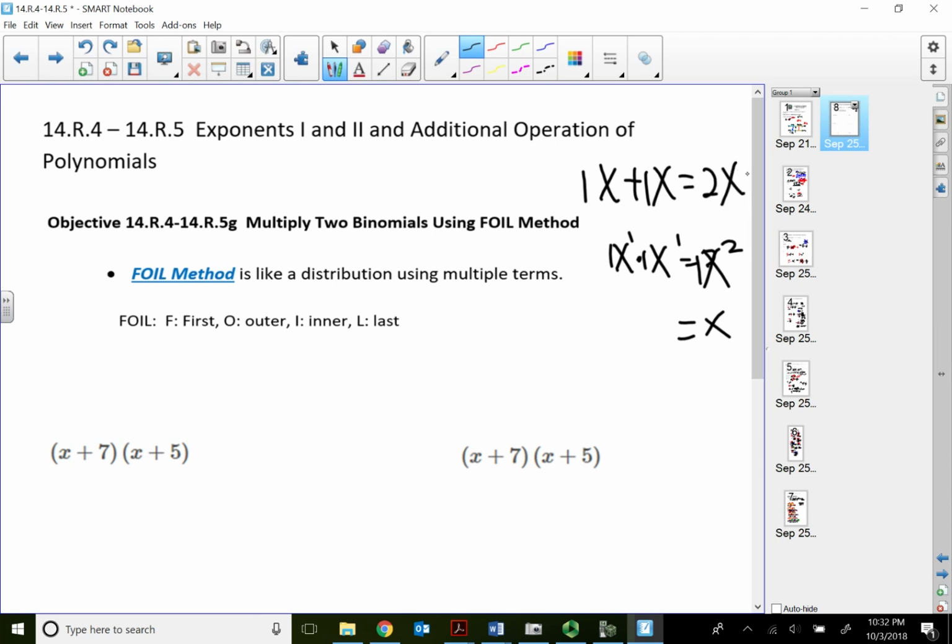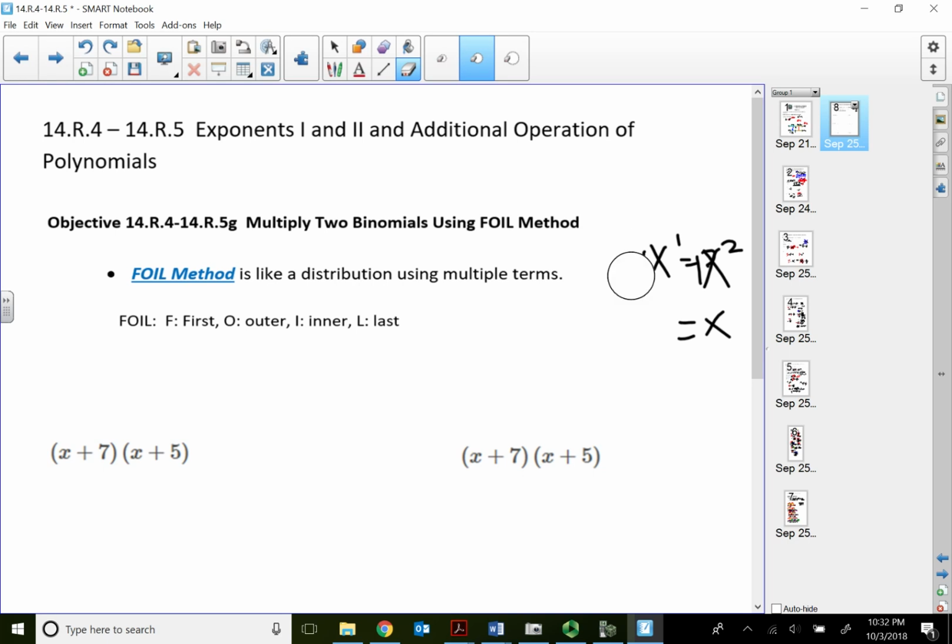Why not x squared here? Because I'm not multiplying, okay? So I don't think about adding the exponents. So be very careful. You've got to know when you are multiplying versus when you are combining. All right, so let's give this a try.